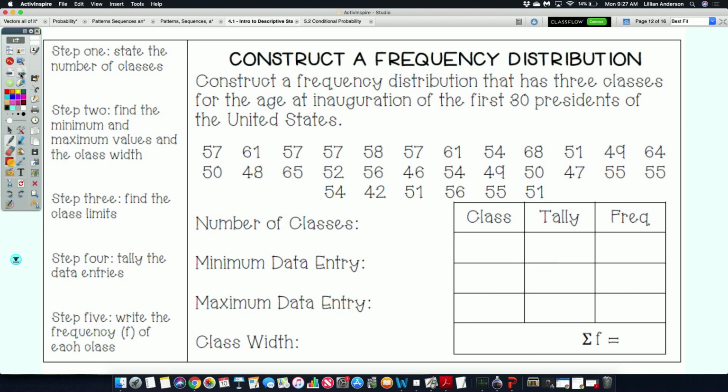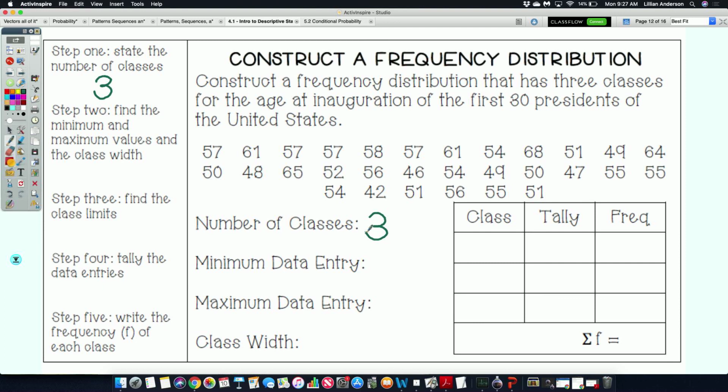Okay? So how many classes are we going to have? 3. We're going to have 3. Again, the problem told us that we're going to have 3 classes. Now if you notice, this is 30 presidents, you have 60 pieces of data, you should not have 3 classes. You should have a minimum of 5, but definitely no more than 15 when you do your own data. Okay, so we have 3 classes.